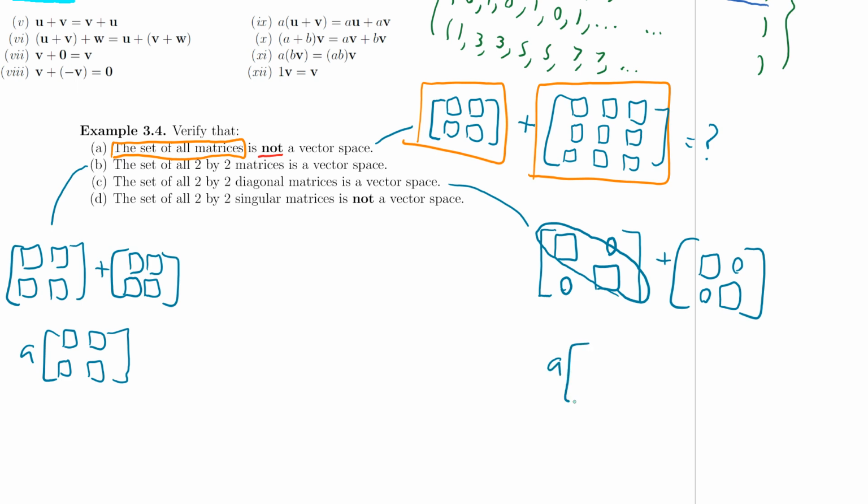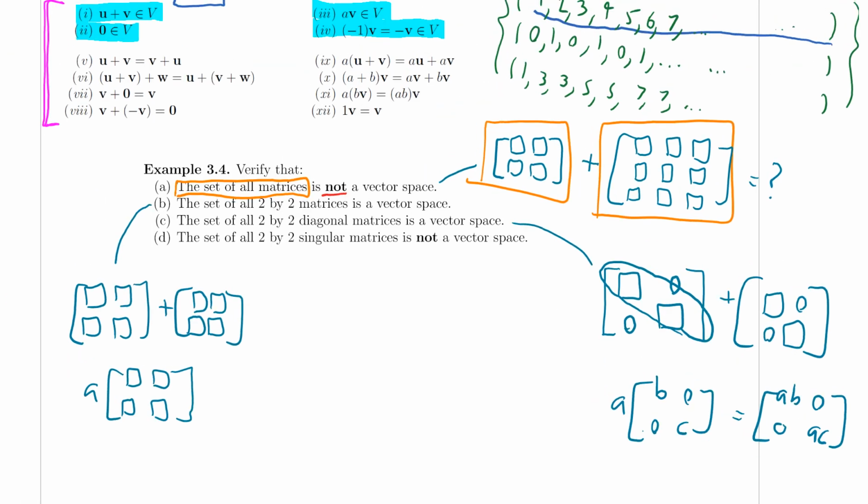If I multiply a number to a diagonal matrix, that's going to give me a b and a c multiplied by the number. So this is also yet another diagonal matrix. So it's actually closed under scalar multiplication. It has the 0 vector, it has the negative, I can change the sign of these two entries, and it has all the remaining 8 properties. So this is also a vector space.